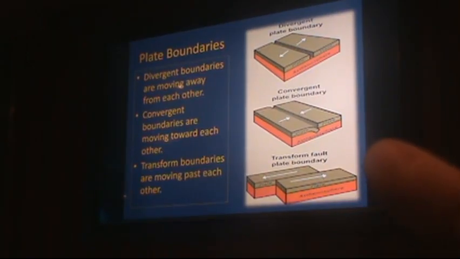And then we have another kind of boundary. It's called a transform boundary. And this is where two plates are coming together, but instead of one going up over the other or spreading, this is where they're sliding past each other.